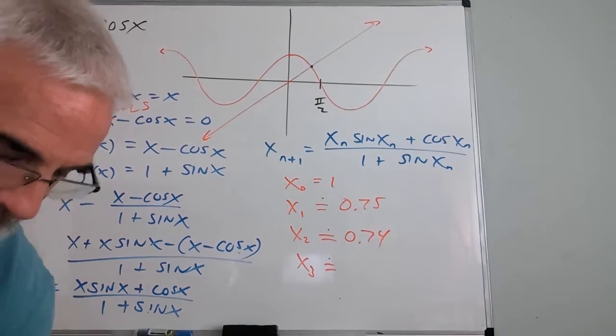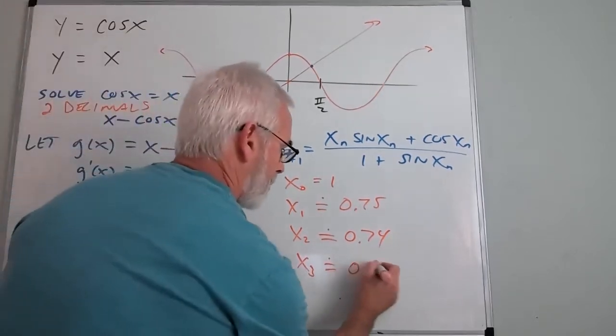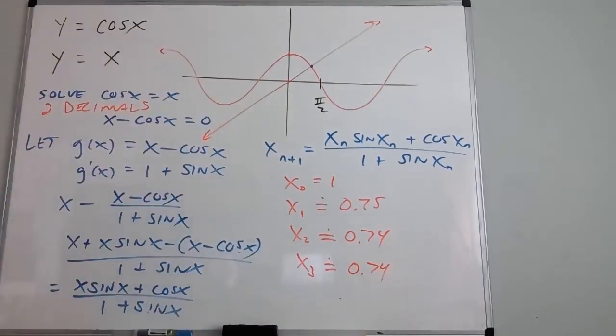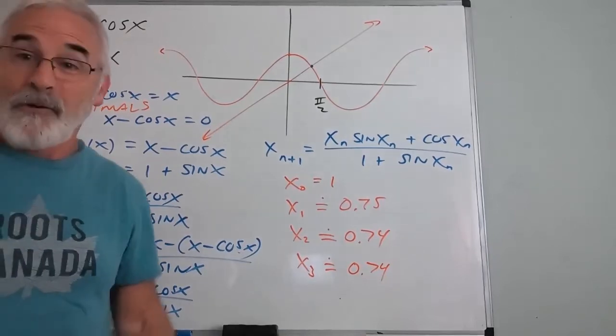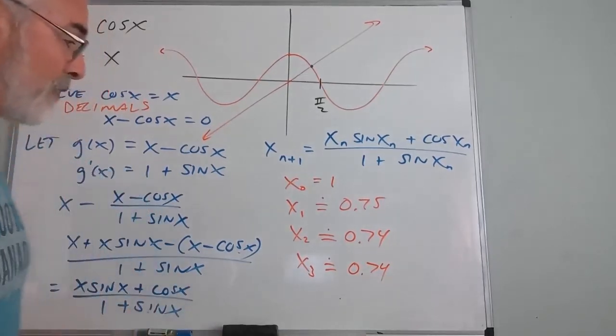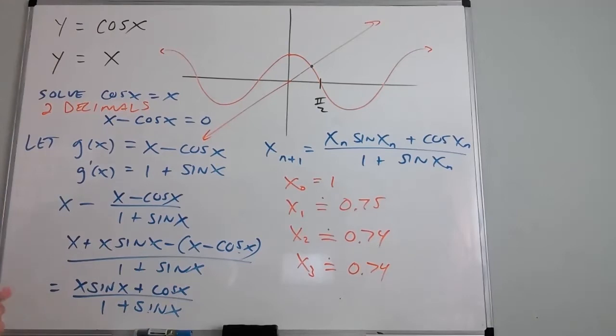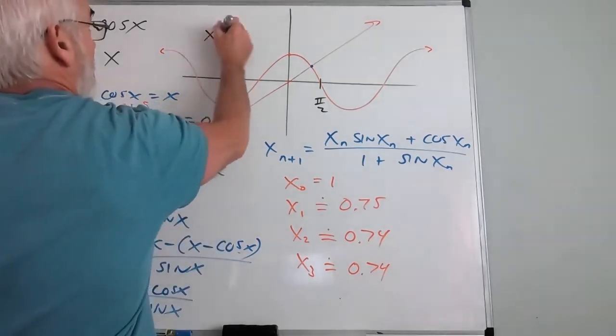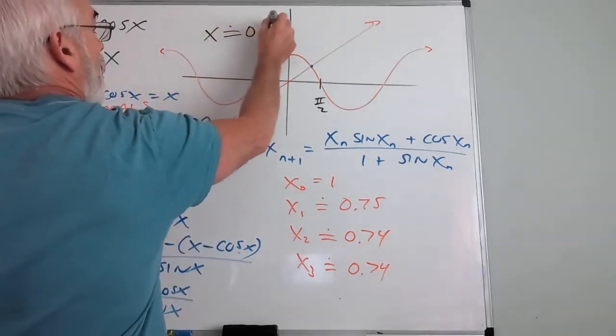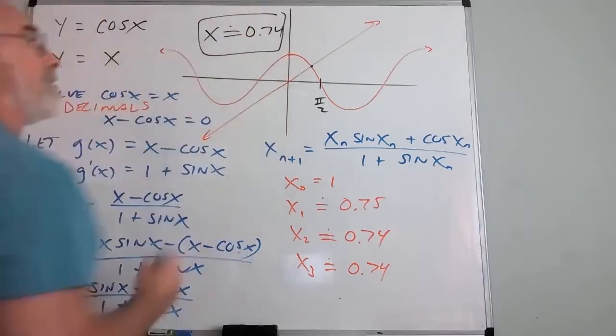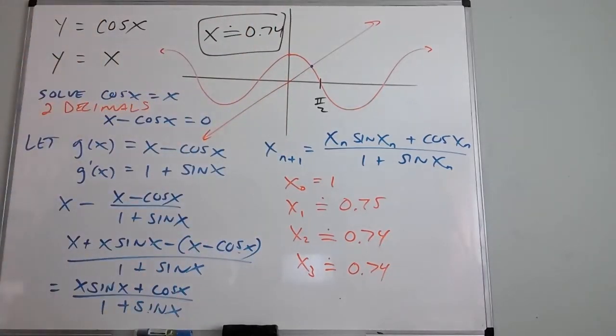Now do it a third time. What do you know? I got 0.74. So do I need to do it another time? No, I'm done. So what are we saying? We're saying these intersect at approximately 0.74.